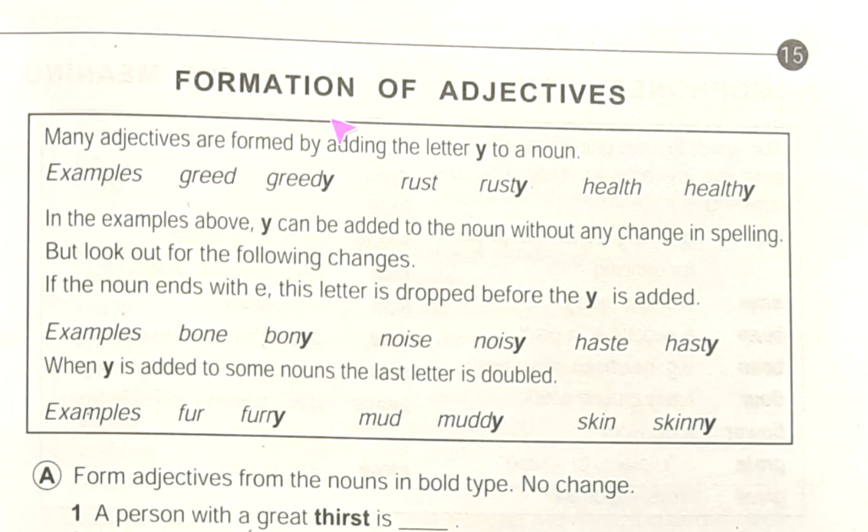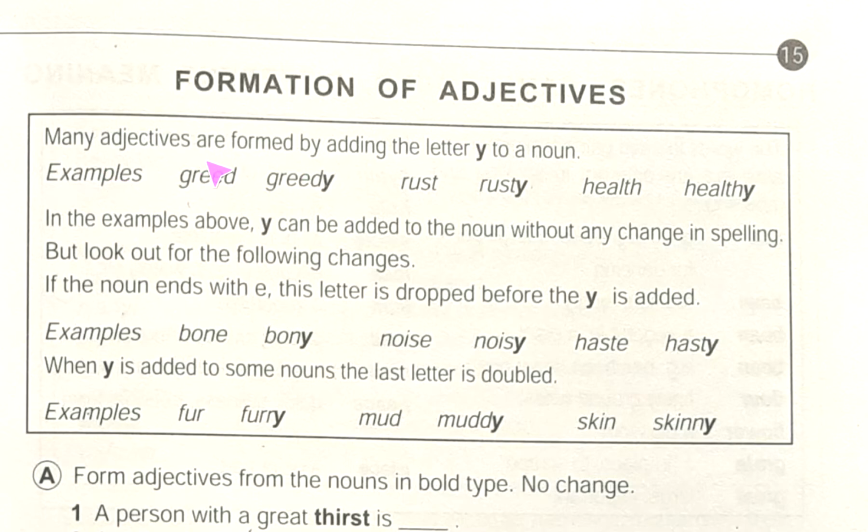Hello, now I am going to discuss Junior English Book 3, page number 15, and today's topic is formation of adjectives. I have already discussed this type of topic before. Again I am discussing it for Book 3, or you can think of it as grade 3.